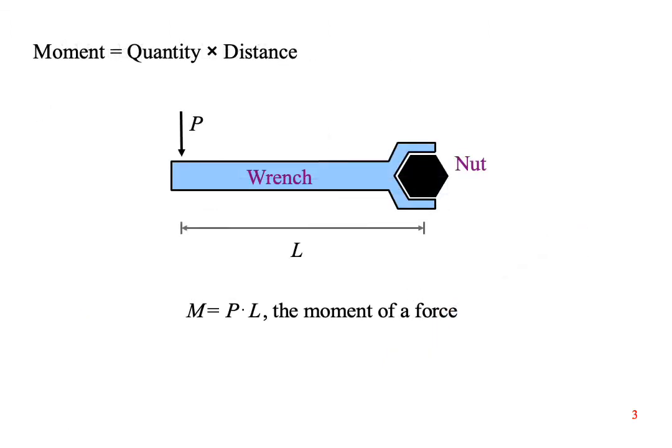You've seen moments before in statics class. We defined the moment of a force as the force times a perpendicular distance to where it acts. A wrench acting on a hex nut produces a moment P times L. We call this torque, but it's also a moment of a force. In general, the word moment means some quantity times a distance. The quantity doesn't have to be a force. It could be something else.